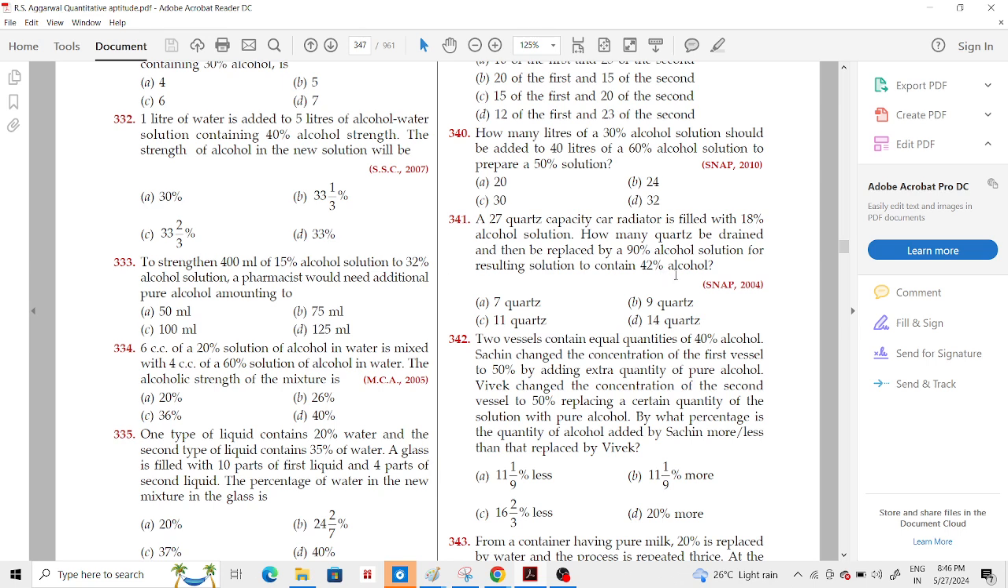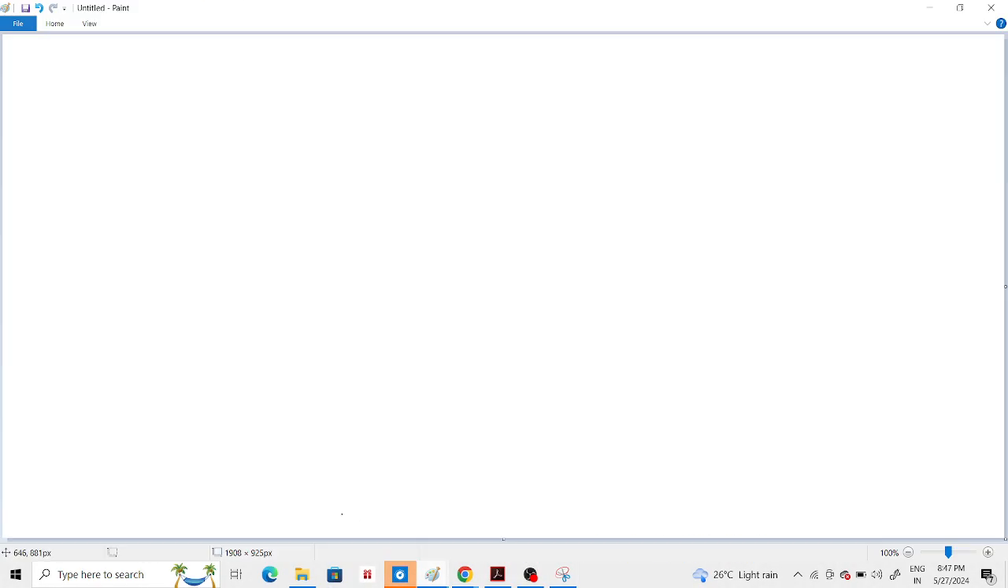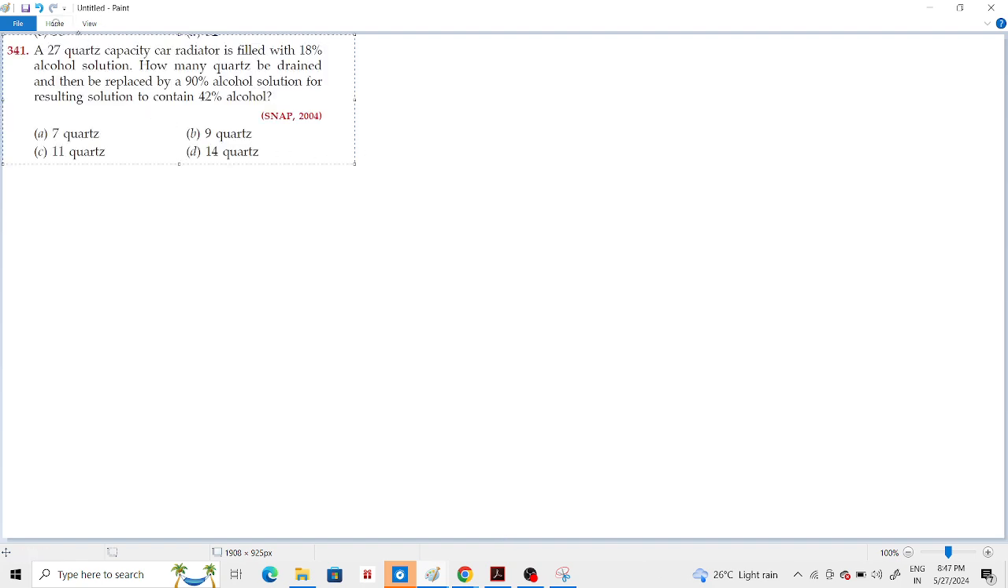Okay, so a 27 quarts capacity car is filled with 18% alcohol solution. How many quarts be drained? Okay, so I am recording this class, so no need to worry. So 27 quarts capacity car is filled with 18% alcohol solution. How many quarts be drained and then be replaced by a 90% alcohol solution for the resulting mixture to contain 42% alcohol? Okay, now you see 18% alcohol means what?